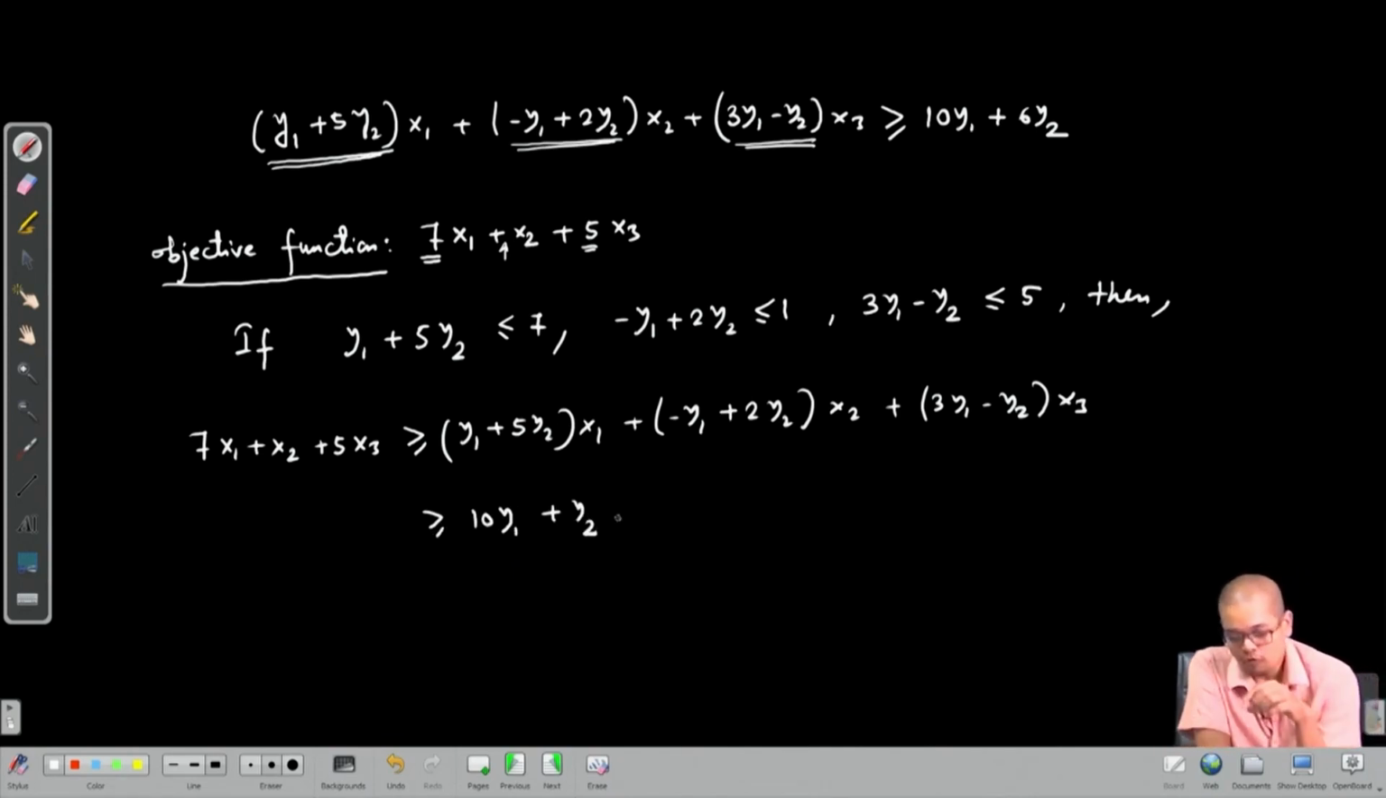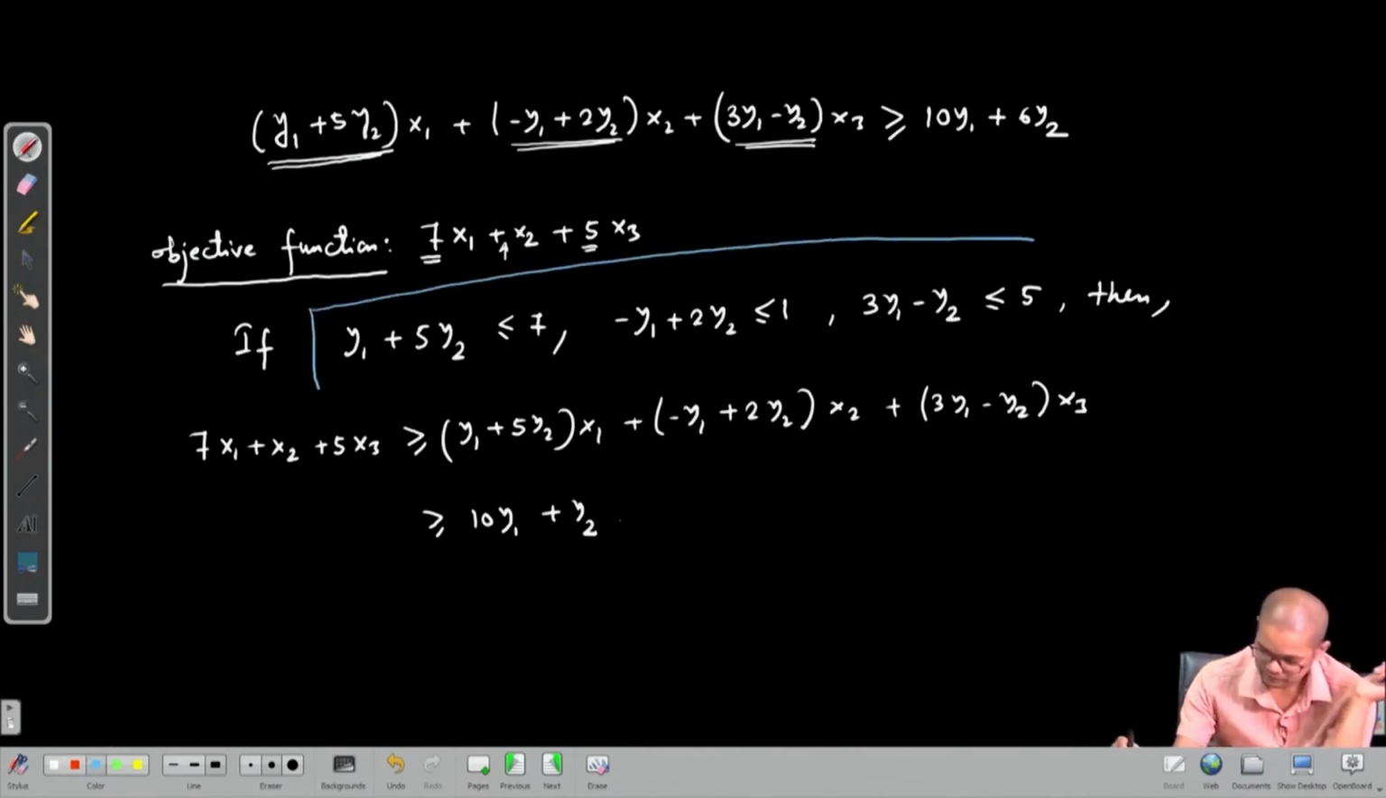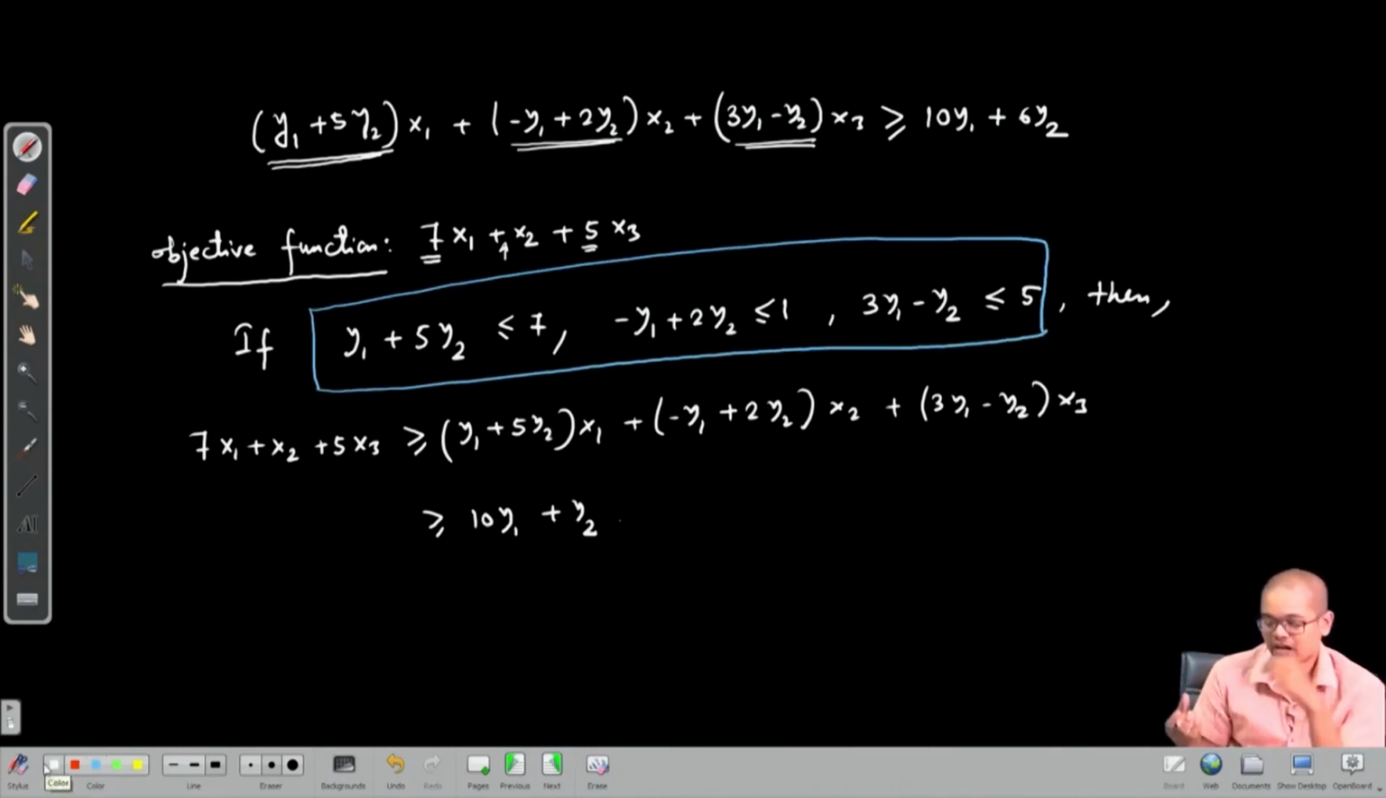Okay. So, for each combination of y1, y2 which satisfies these three constraints, we get a lower bound. The corresponding 10 y1 plus y2 is a lower bound on opt. The opt must be at least 10 y1 plus y2. Now, which will be the strongest lower bound? The corresponding y1 and y2 which maximize this.